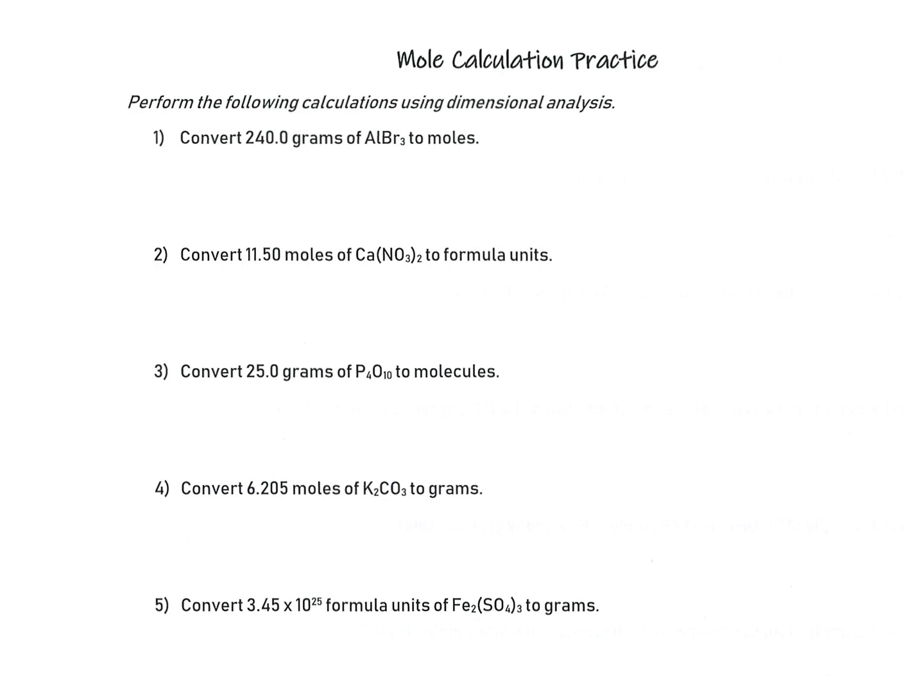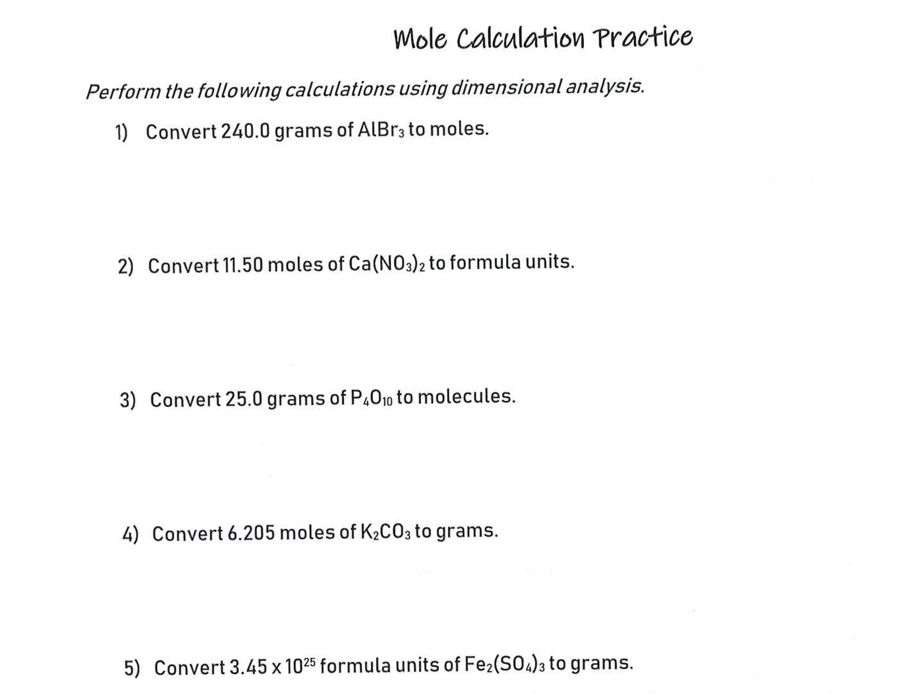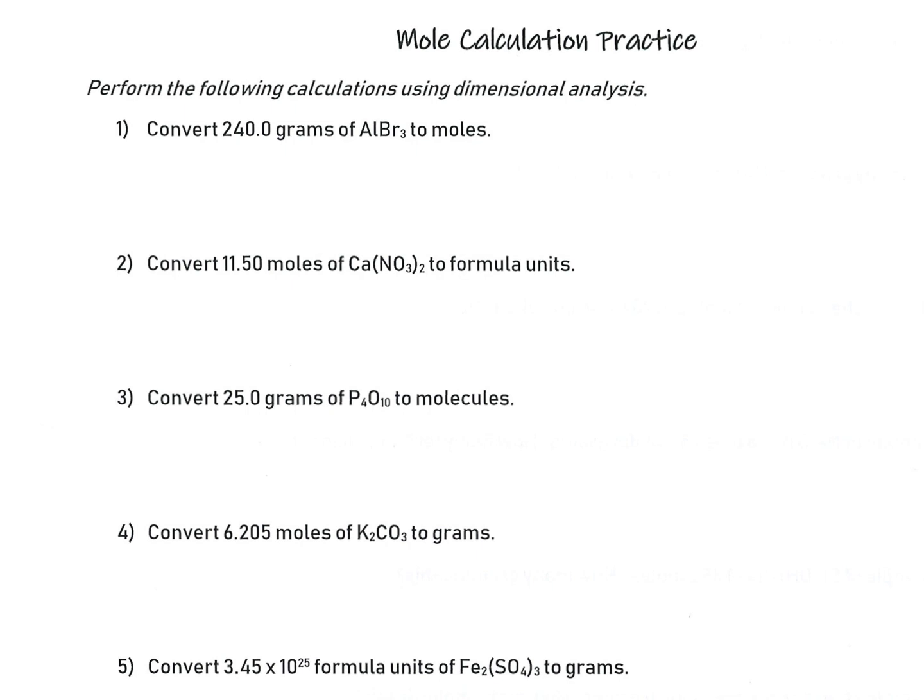We're going to convert 240.0 grams of aluminum bromide to moles. All right, the very first thing you need to do is just look at your units. Okay, so you need to figure out what unit you are starting in, and what unit you need to end with. If you look at that problem, what unit are you starting with? Grams. Okay, so we're going to start with grams. What unit does your answer need to be in? Moles. Okay. If you want, just off to the side, you can make a little plan. So we're going to go from grams to moles.